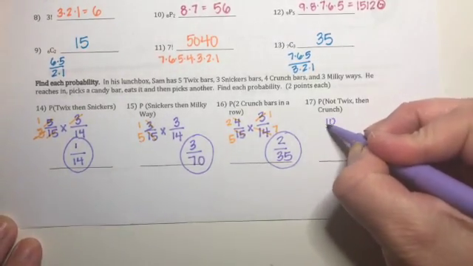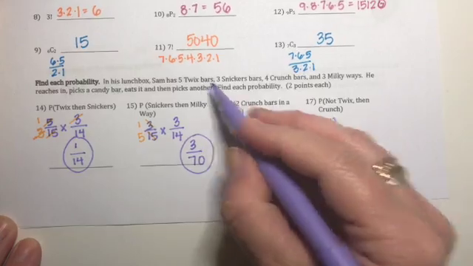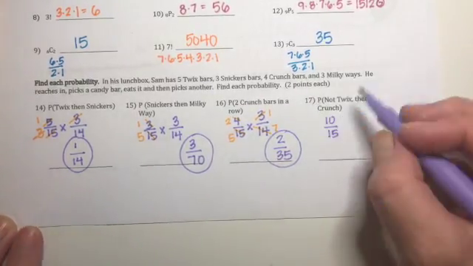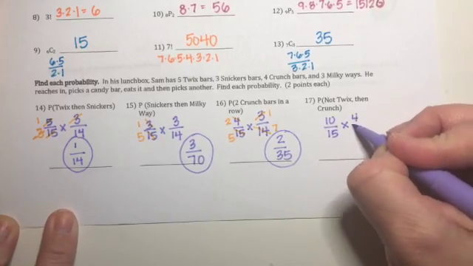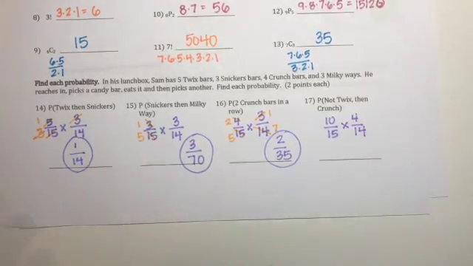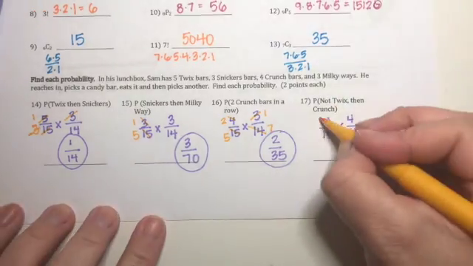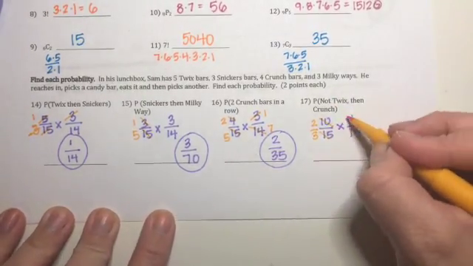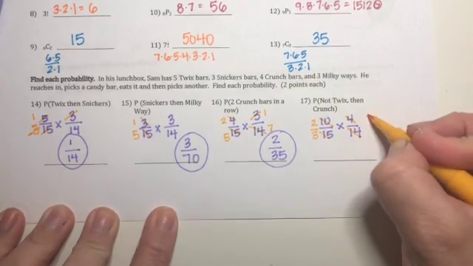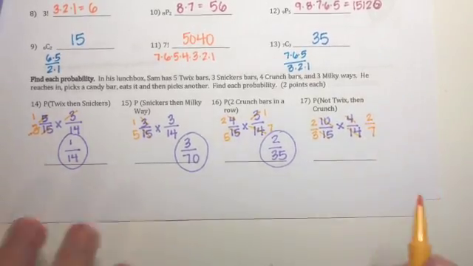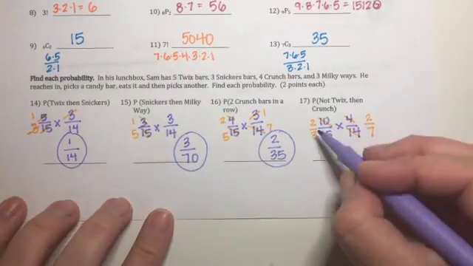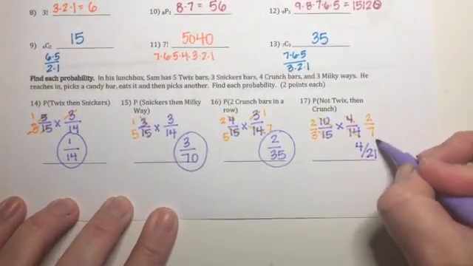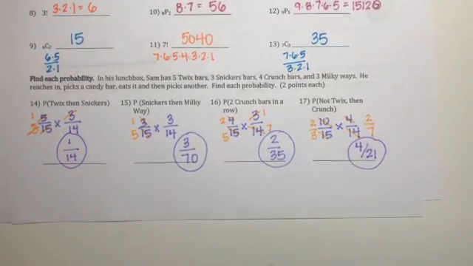On number 17, what's the probability that he picks anything other than a Twix? Well, that's 10 out of 15, right? 5 of them were Twix, so 10 were not. And then what's the probability that the next one is a Crunch bar? Well, that would be 4 out of 14. So I'm going to go ahead and simplify this and make it 2 out of 3 because they're both divisible by 5. And these are both divisible by 2 and become 2 over 7. So now when I multiply across, 2 times 2 is 4. 3 times 7 is 21. So 4 over 21.